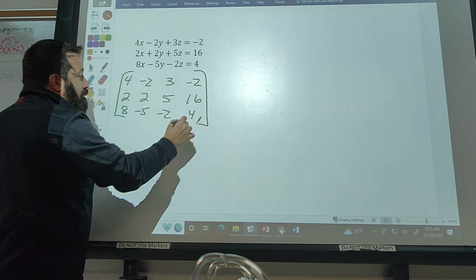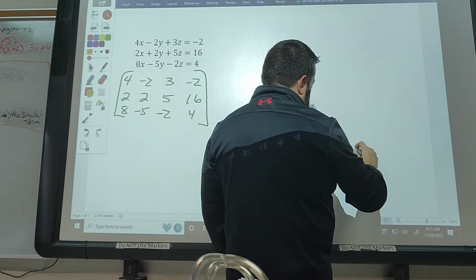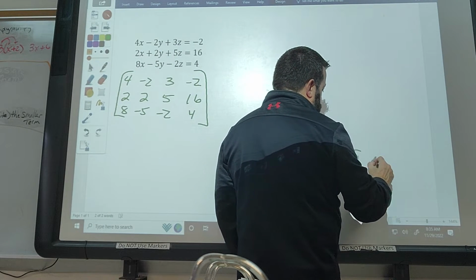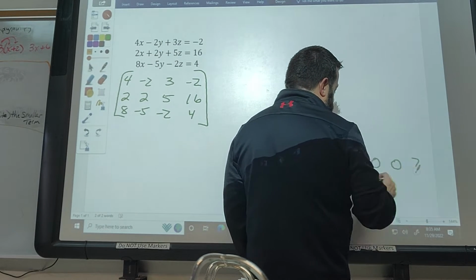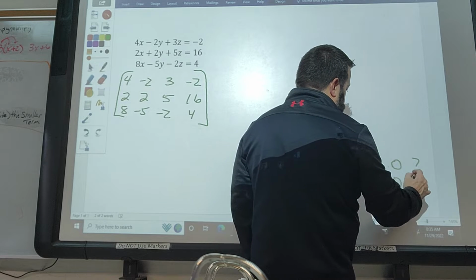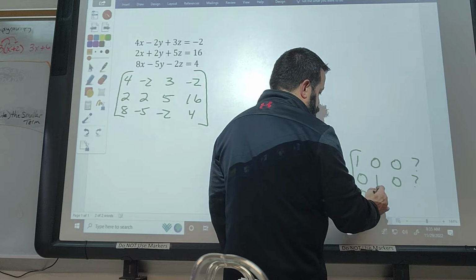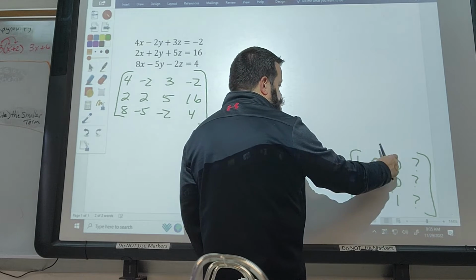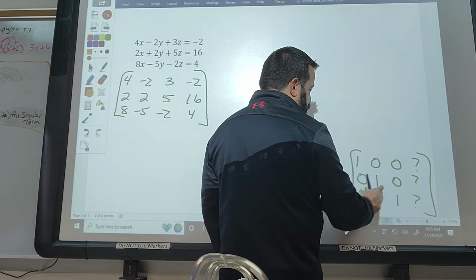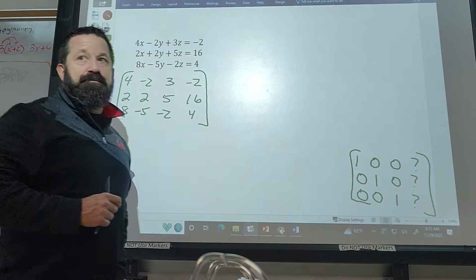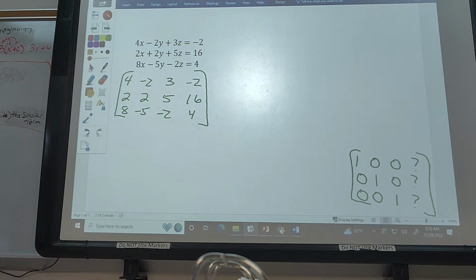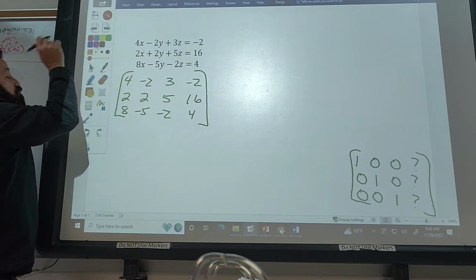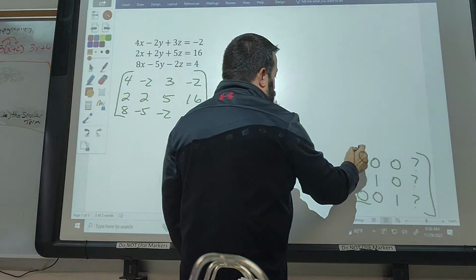4. And my goal is to eventually get it to be 1, 0, 0, something, 0, 1, 0, something, 0, 0, 1, something, right? And then that way the top one will tell me what x is, the second one will tell me what y is, the third one will tell me what z is. Okay? Now, our first goal usually is to get this to be a 1 right here.